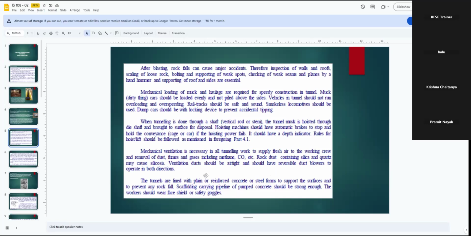Okay, and it should also have reversible operation so that it can work for dual purposes. Either it can suck the air from the tunnel, or it can supply fresh air through the same duct. When you say reversible, it is used for two applications: one is sucking the dust from the tunnels, as well as supplying fresh air.